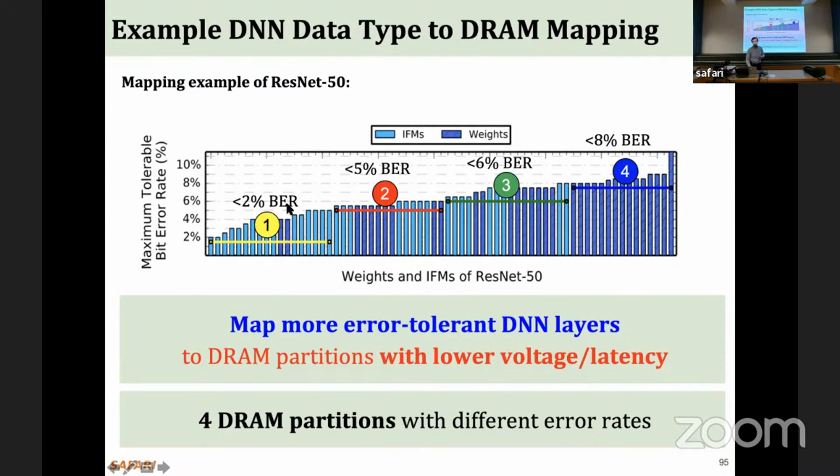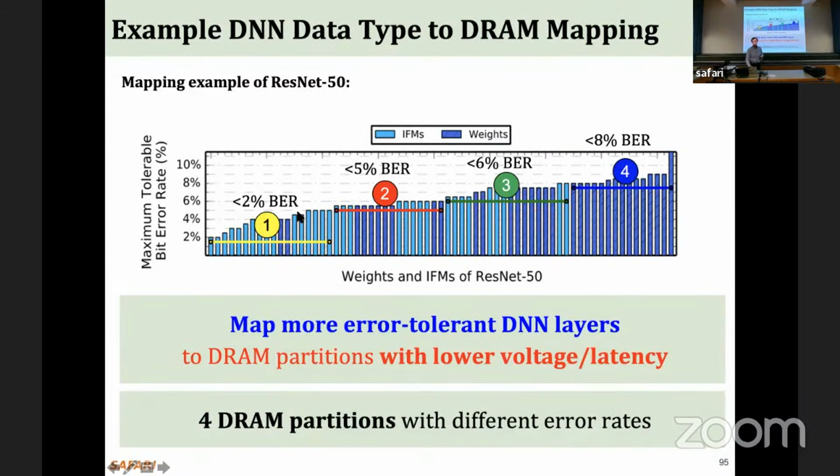This is a bin where you get at most 2% bit error rate. This is a bin where you get at most 5%. This is a bin where you get at most 6%. And this is a bin where you get at most 8%. You can basically set your DRAM voltages and latencies such that you obey these maximum bit error rates and map these different layers to different DRAM parts. That's the idea: map more error tolerant neural network layers to DRAM partitions with lower voltage and lower latency that satisfy the bit error rate requirements of the things that you group.